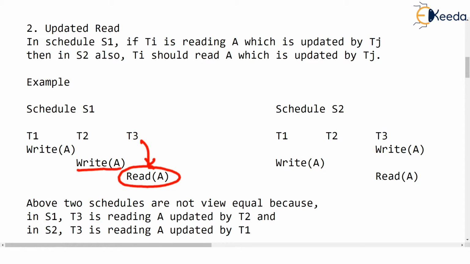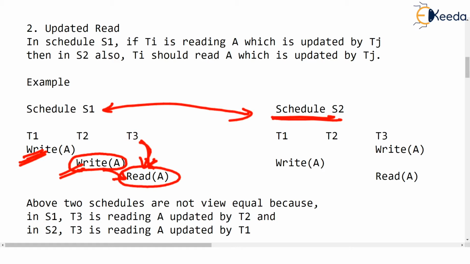So that means T3 is reading the value of A, which was updated by T2, you observe. Actually, A is updated by T1 also, you watch this, isn't it? But after this update, there was a new update done by T2. So whose updated value is T3 reading? In T3, the updated value done by T2 is getting read. Now, is the same happening in schedule S2? If it is happening, then we will say that these two schedules can be view equivalent. Let's see. Where is read A here?